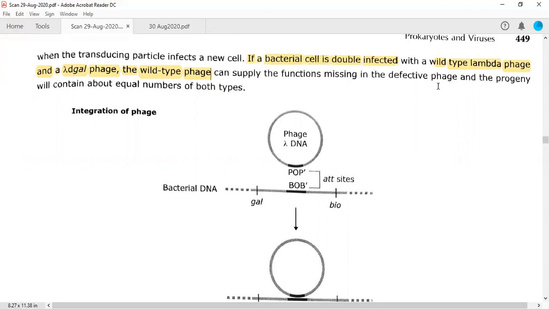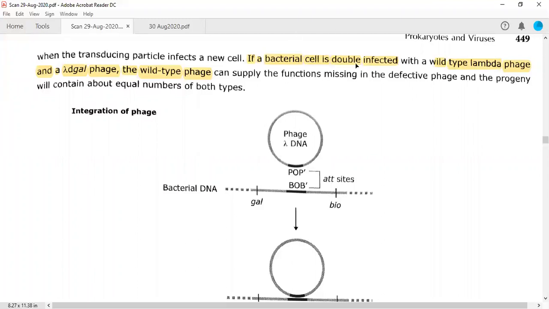But what was missing in the defective phage? Some of the tail genes, some of the head capsid coding genes. So these capsid coat genes are absent in the defective phage, but they will be supplied by the wild type phage. And the progeny will contain about equal numbers of both types, wild type lambda phages and defective phages. And because the progeny contain equal numbers of both types, if there is again double infection, it will not be able to infect some phage, or if it is able to infect, it is not able to lyse that particular bacterial cell.